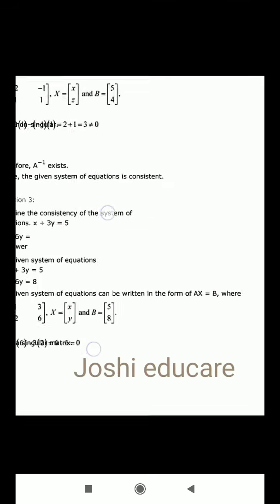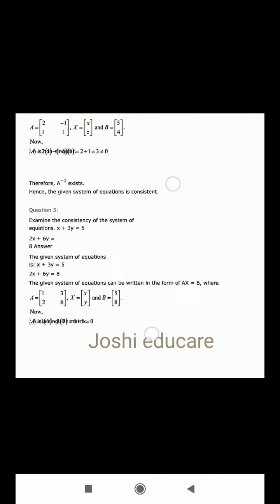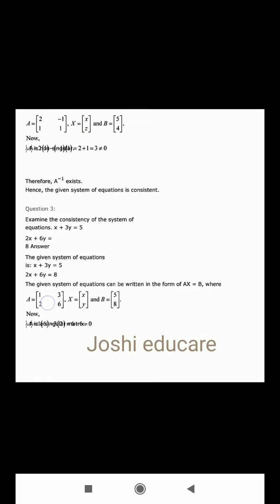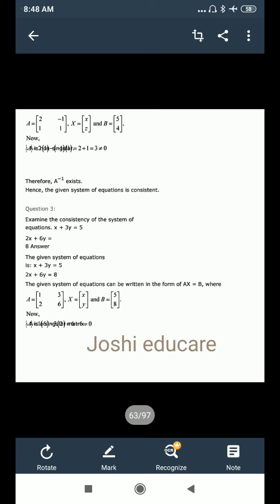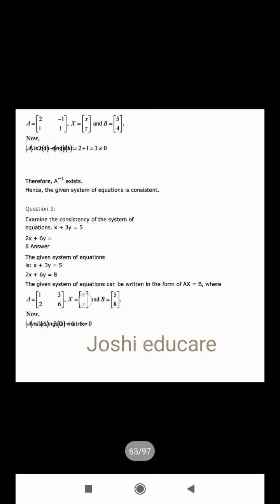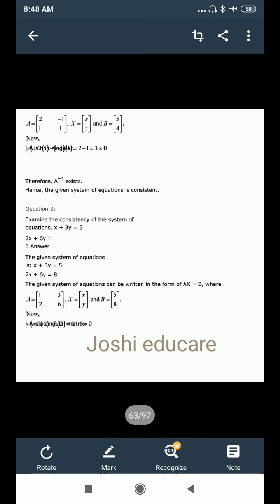So first of all, we'll write determinant of matrix A. It is the matrix of coefficients of x and y. You see the coefficients of x and y in the first equation are 1 and 3, so I have taken it as 1 and 3. Second equation, it is 2 and 6, so I have taken it as 2 and 6. X is a column matrix of variables. In two variables, it is x, y only. In a three variable equation, it will be x, y, z. And B is a matrix of the constant terms, 5 and 8.